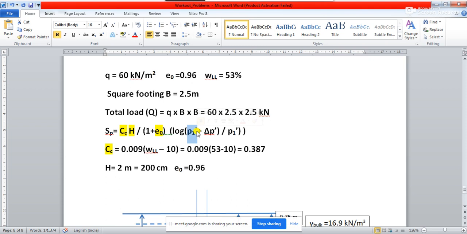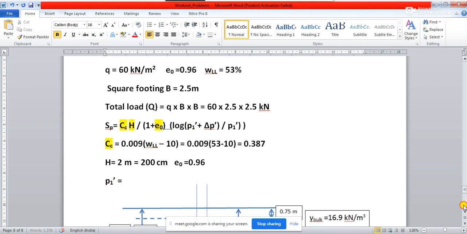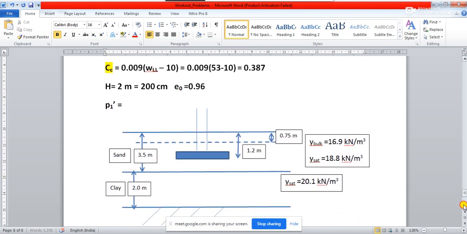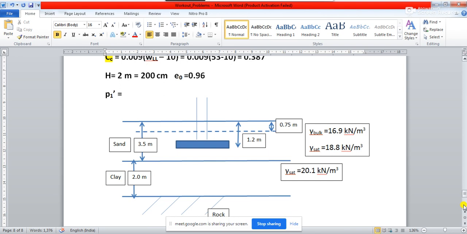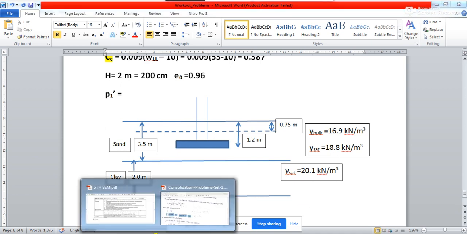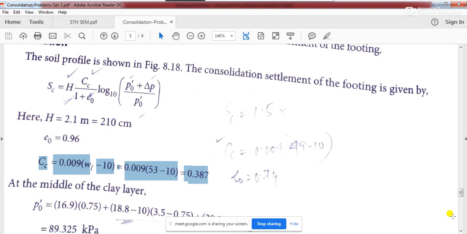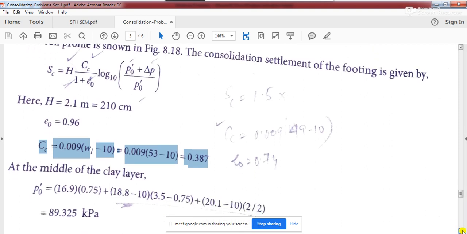Okay, so let us try to find out the value of this P1 dash. I will ask you, who can tell what will be the value of P1 dash? See, from this diagram, once you have drawn this diagram, it's very simple to write what will be the P1 dash value. Okay, so what will be the value of P1 dash? Can anyone tell? What will be the value of P1 dash?